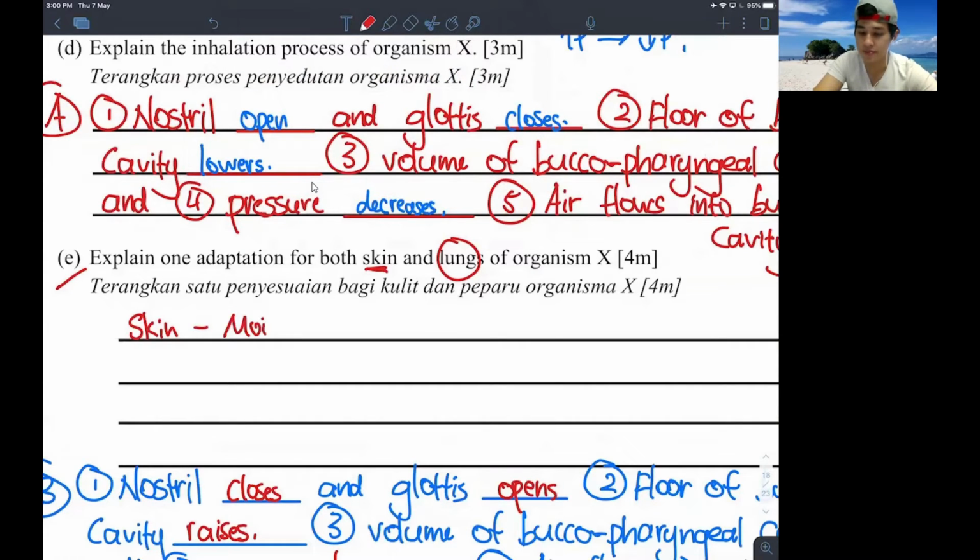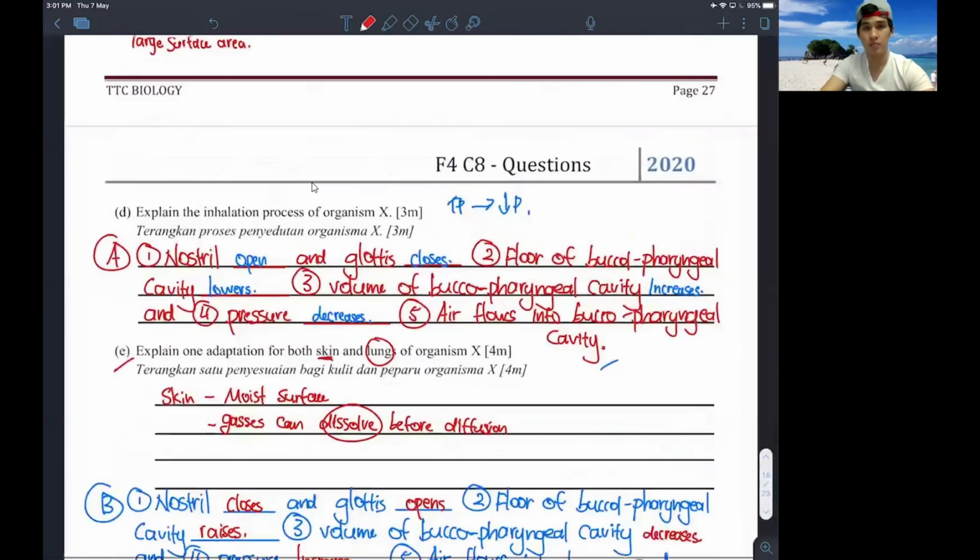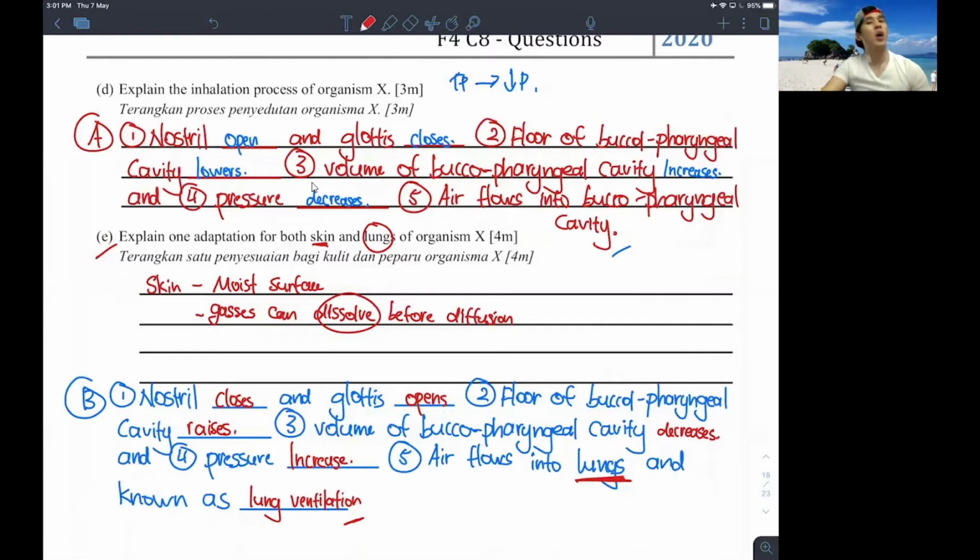Moist, yes. So frogs' skin is always wet. So moist, like we did just now, if there's water, gases can dissolve. So you can say it has a moist surface, so that gases, keyword, remember, with water, gases can dissolve before diffusion. Okay, so again, dissolve, keyword. So as you can see, that is the breathing mechanism of the animal, pulmonary respiration.